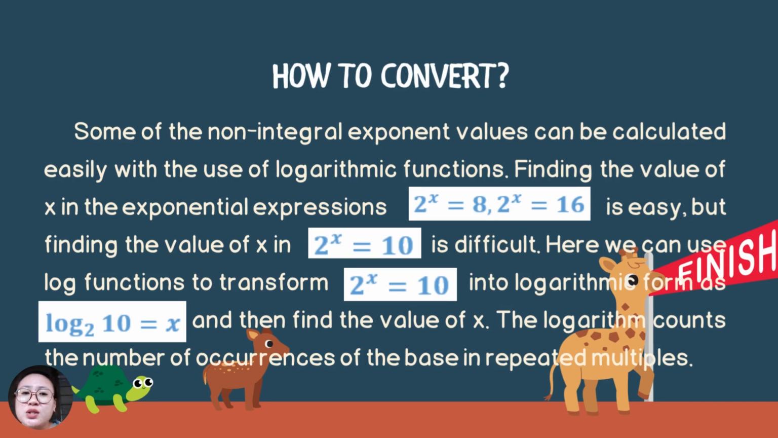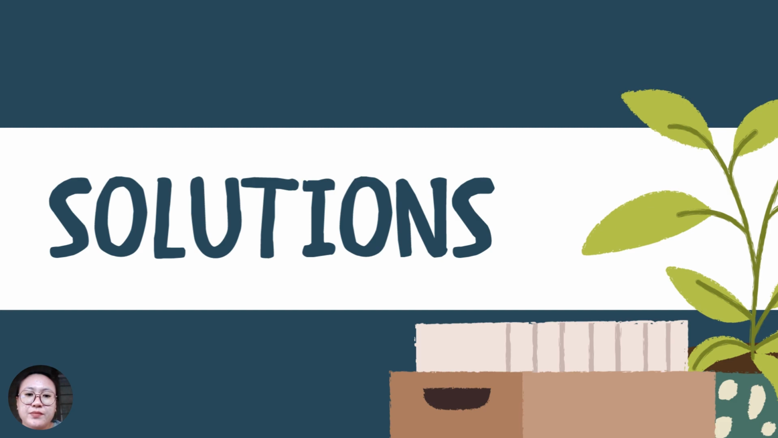Here, we can use the log functions to transform 2 raised to x is equal to 10 into logarithmic form as the logarithm of 10 to the base 2 is equal to x, and then find the value of x. The logarithm counts the number of occurrences of the base in repeated multiples. Here are some examples and its solutions.